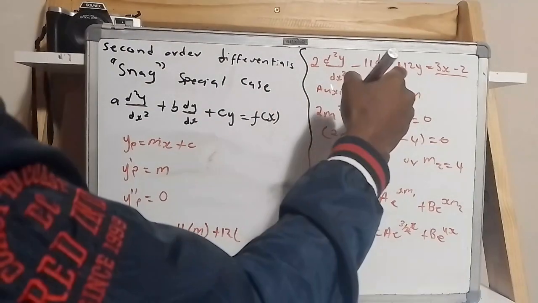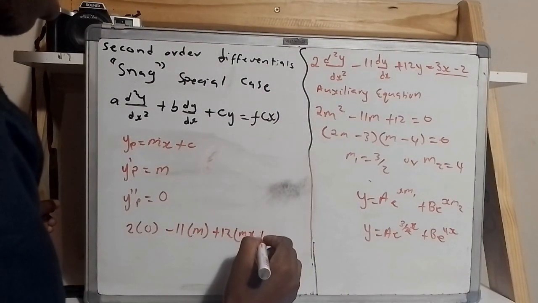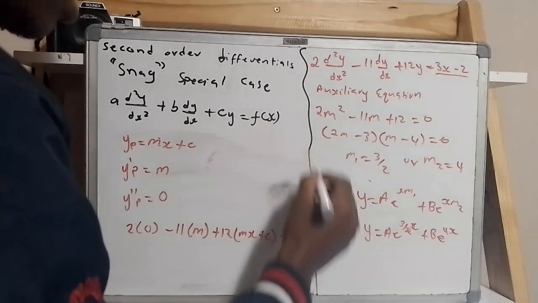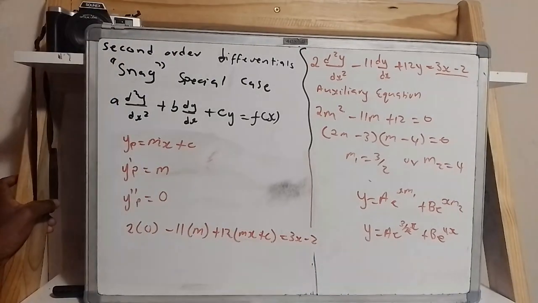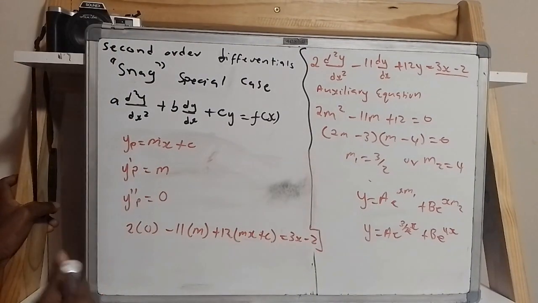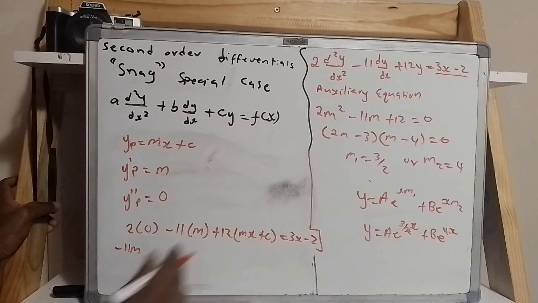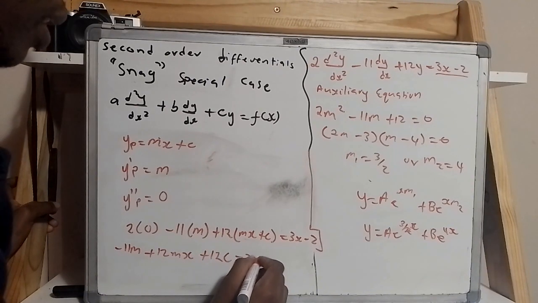mx plus c. This is equal to 3x minus 2. Like that, right? And then this is out. I'll have minus 11m, then plus 12mx plus 12c. This is equal to 3x minus 2.